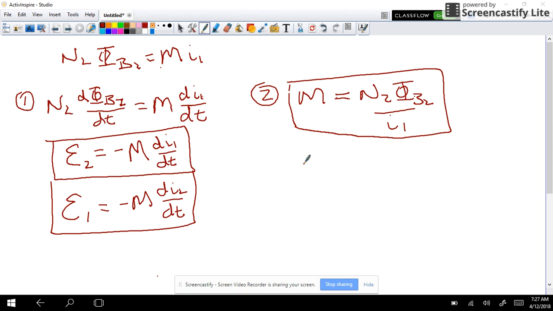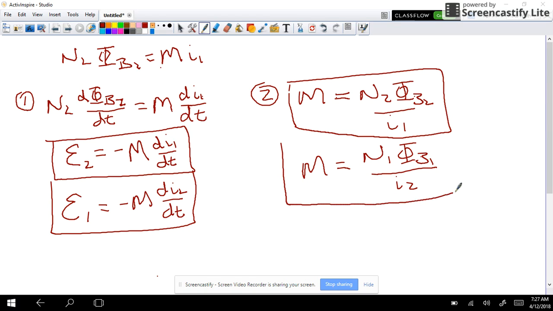And because of the symmetry of the universe, again, I can change all of my subscripts. The exact same thing works in reverse: M equals N1 phi B1 over I2. Okay, so if I know what the number of turns in coil 1 is, the current in coil 2, and the magnetic flux in coil 1, I can also calculate the mutual inductance. And this is going to be the same no matter which way I do these calculations. So there you go. That is mutual inductance in a nutshell.